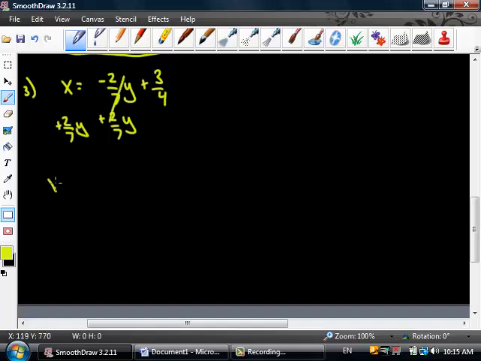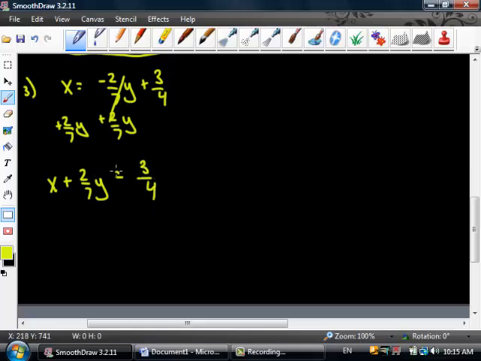Let's move on to number 3. Ooh, different one. x equals negative 2 over 7y plus 3/4. The first step should be a piece of cake. What do I need to move to that other side here? Y. So I'm going to go ahead and add 2 over 7y. So I get x plus 2 over 7y equals positive 3 over 4.